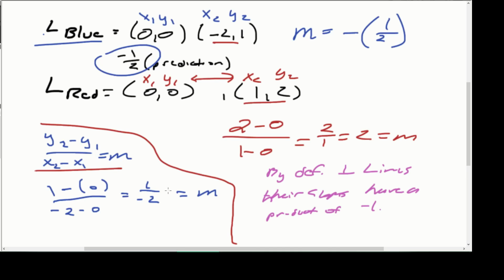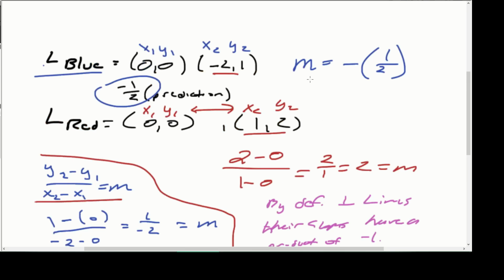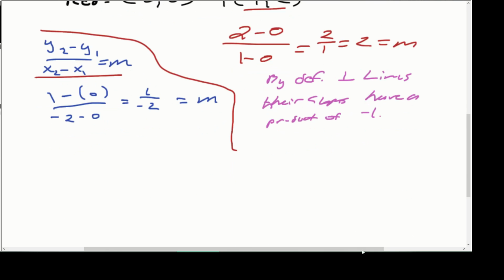boy, it would be nice if I could remember the order of these buttons. All right, so all that's saying is, I'm going to scroll down a little bit. If I take my blue slope and make it 1/2, I'm going to end up doing m times my red slope, m, and my red slope is 2. I should get -1 if these are perpendicular lines.